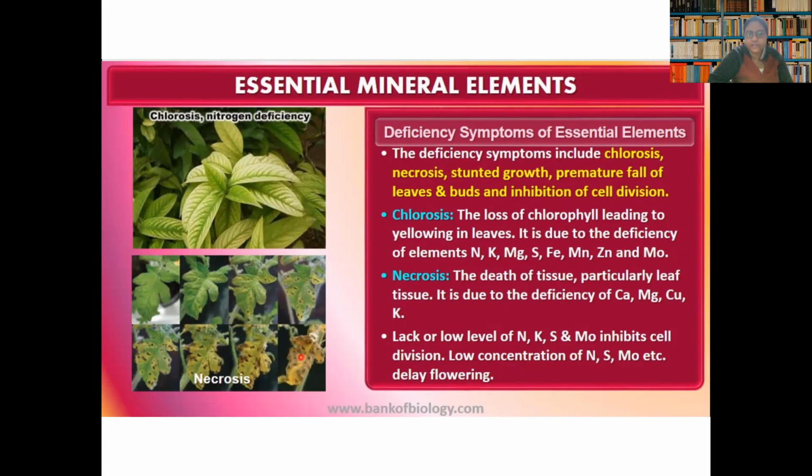In case of necrosis, the tissue itself is getting deficit of these elements. That's why it is getting damaged. Because calcium and magnesium pectate is very much responsible for formation of new cell wall, that is middle lamella. So what are the common elements which are responsible for both chlorosis and necrosis?